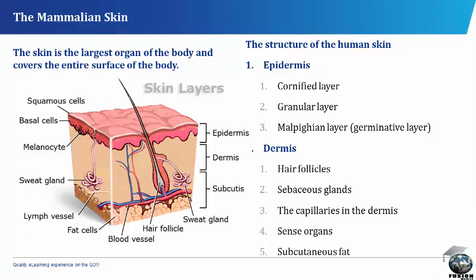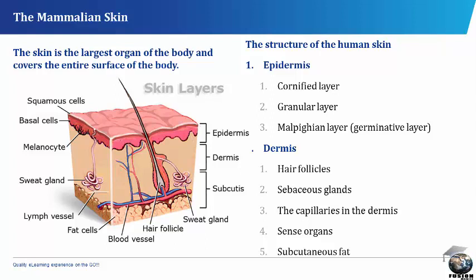The granular layer. The granular layer consists of living cells produced by the malpighian or the germinative layer beneath. These cells are continuously converted to cornified cells. Keratin is deposited inside them and they lose their nuclei and become flattened in shape. The malpighian or the germinative layer is a layer that is constantly dividing to produce new epidermis.